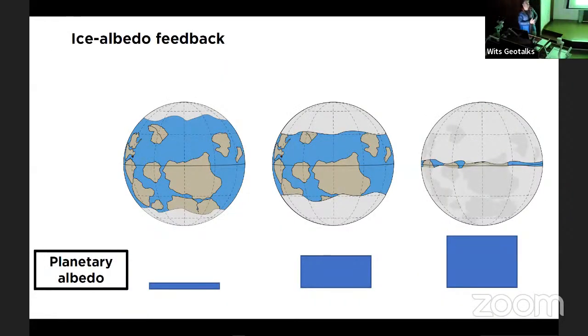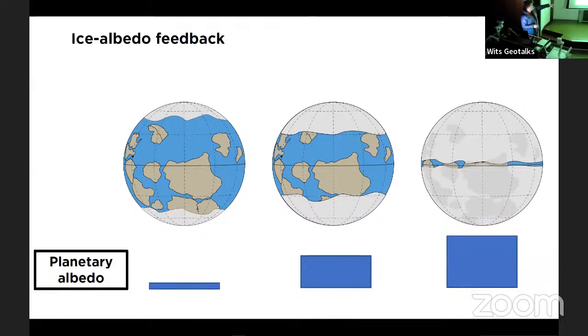So one of the key fundamental feedbacks that we think controls this Snowball Earth concept is the ice albedo feedback, right? But in comparison to the silicate weathering feedback, where that was a negative feedback, so if you perturb the system, it jumps back to what it used to be, in this case, it's a positive feedback. So if you make a change, it's going to actually accelerate the change. So the more you change the system, the more it changes.